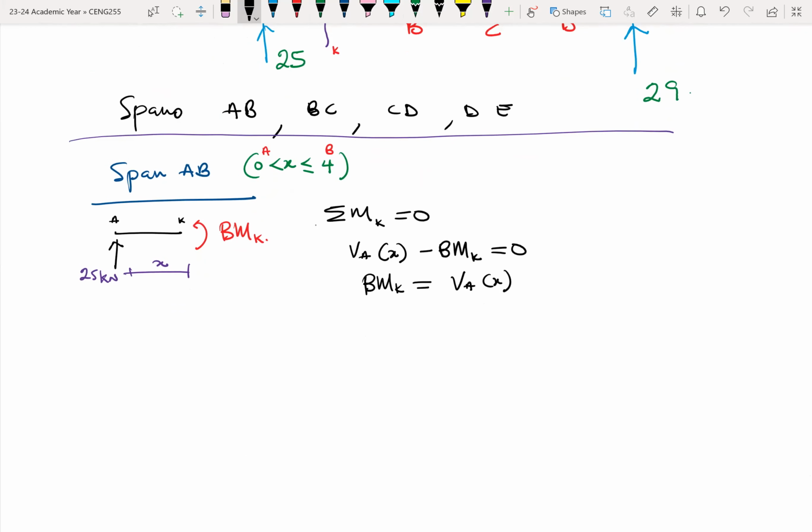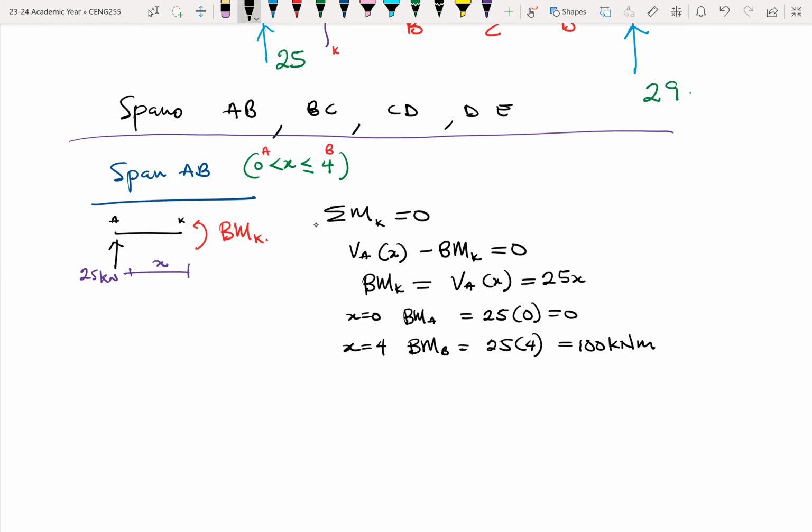So where X is equal to 0, it means that our bending moment will be the bending moment at A. That's where X is 0. So that will give us what? This is 25X. So it becomes 25 times 0, and that will be 0. When X is equal to 4, that's at B. Bending moment at B becomes 25 times 4, and that will give us 100 kilonewton meter. Please take note of the unit of moment. It's force times distance.